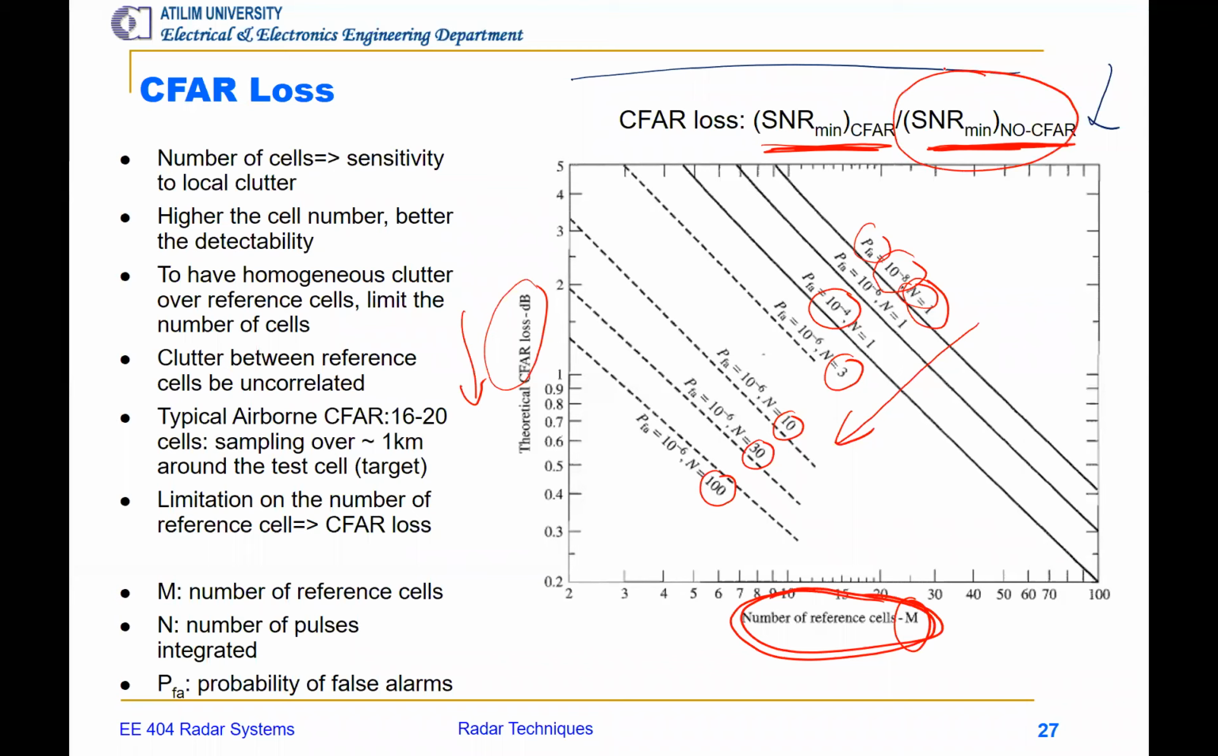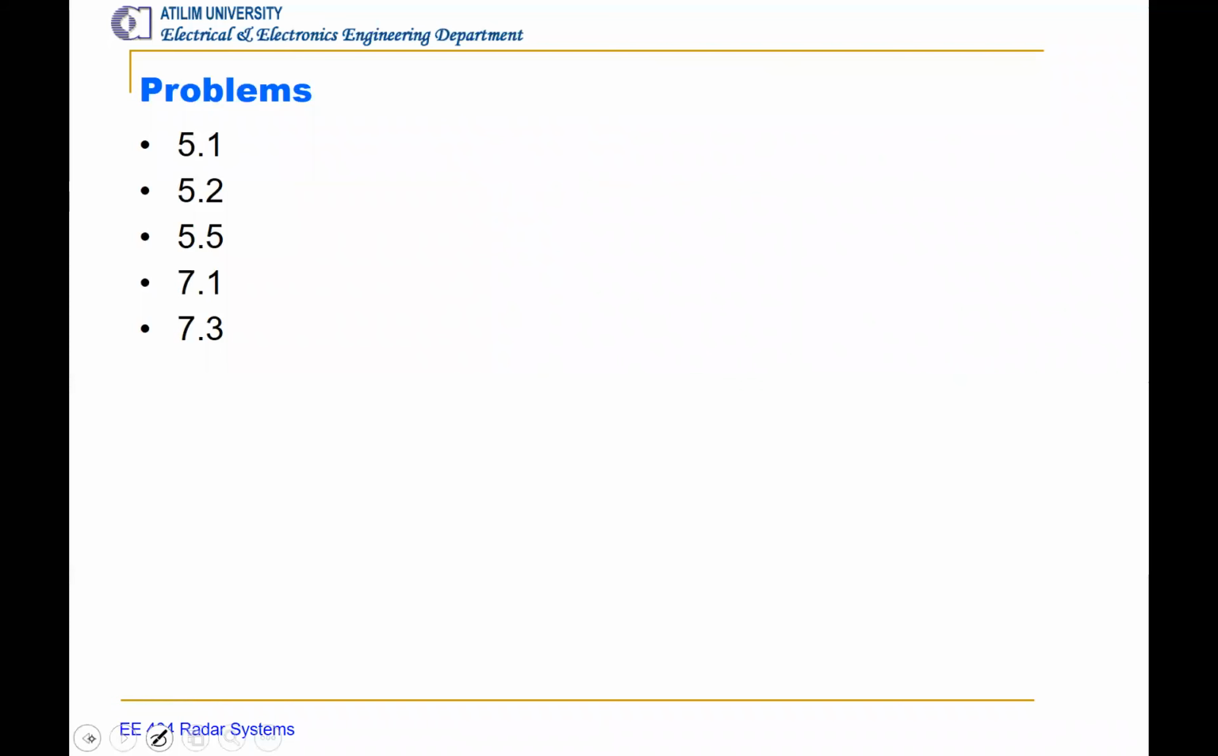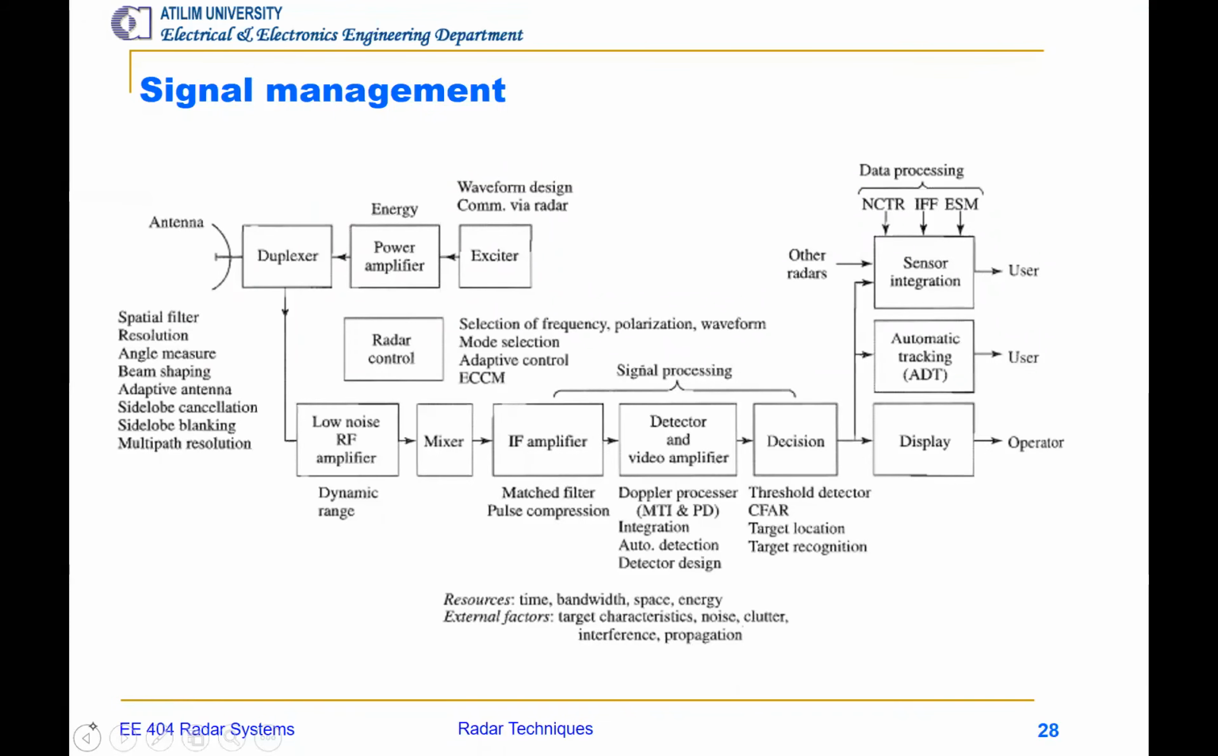So this is the case where we got simply pulse integration for any specific PFA and PD. Okay? Once we got it, we use CFAR, and then the SNR, of course, increases, and then we are looking at how the CFAR loss is dependent on the number of reference cells. Okay, this is the final slide, the last slide of this lesson.